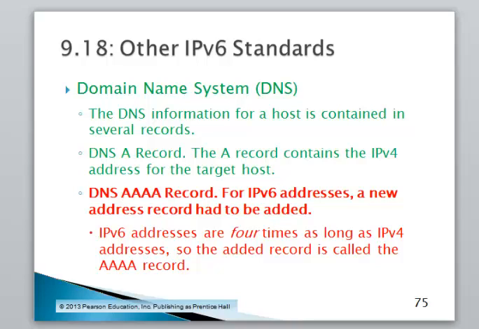So in DNS, it's just called an A record. It's the most basic record that contains the IP address and the name for doing the name resolution lookup. That's called an A record in version 4. In version 6, since it's 4 times as long, it's called an AAAA record.